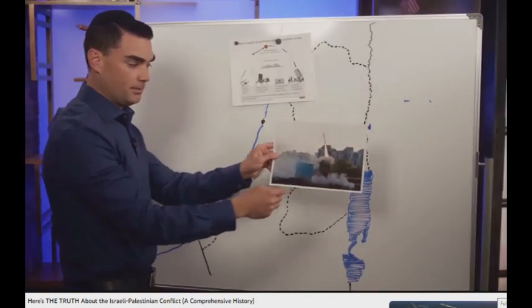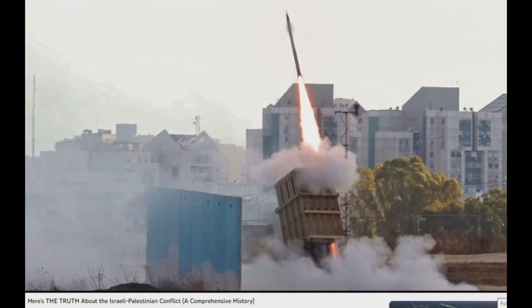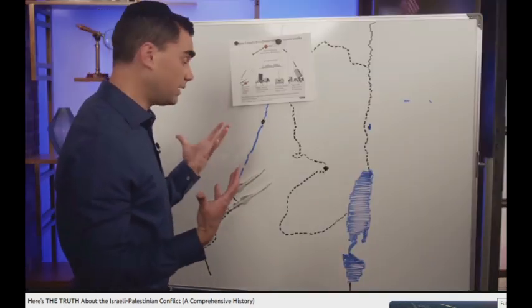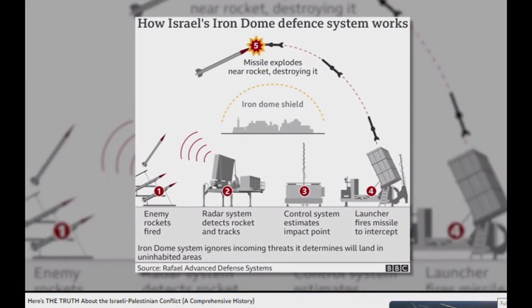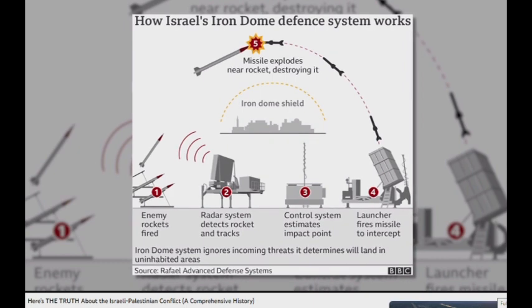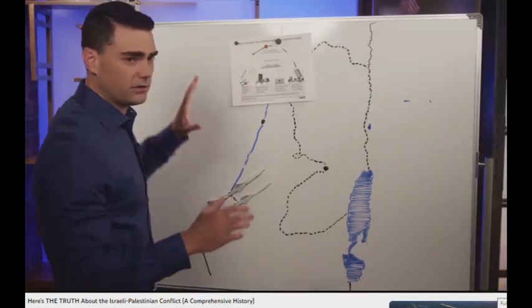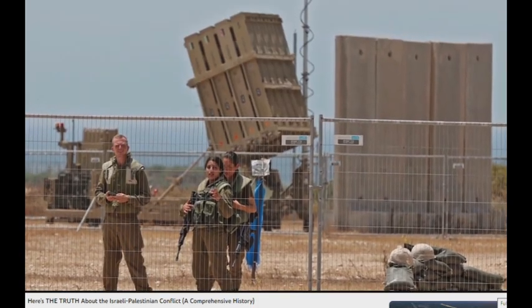This is what an Iron Dome battery looks like. You can see that they load up the battery with a bunch of essentially anti-missile missiles. That's what they are. There is an enemy rocket that is fired. Israel has these very precise radar systems that track the rocket launches. Then there's a control system that estimates the impact point where it's going to hit. And then they fire a launcher to intercept the missile. And it doesn't bother defending against rockets that are going to land in the middle of nowhere. They have these batteries that are set up in all of Israel's major cities.